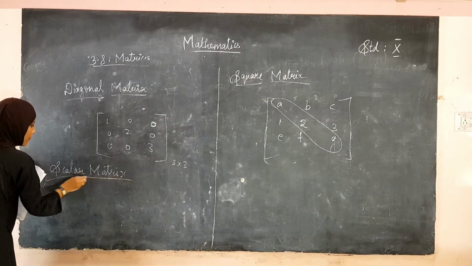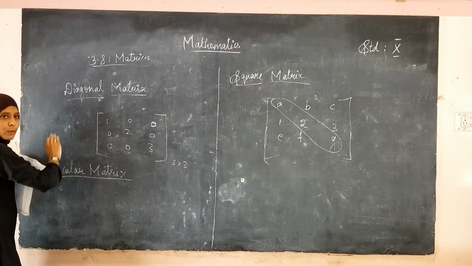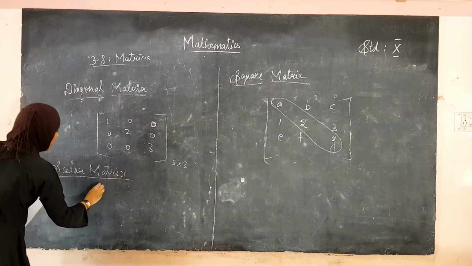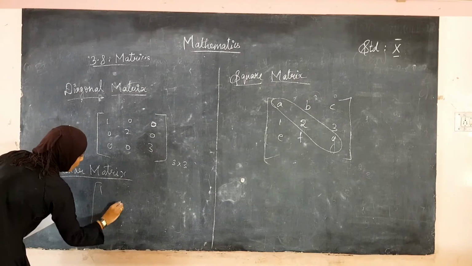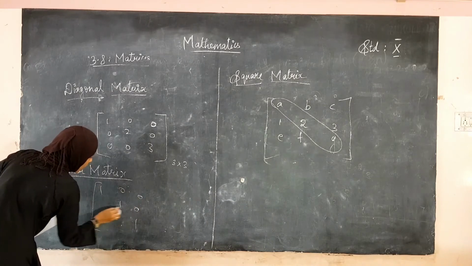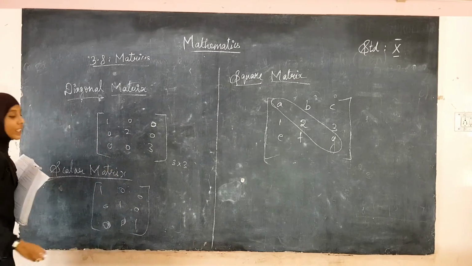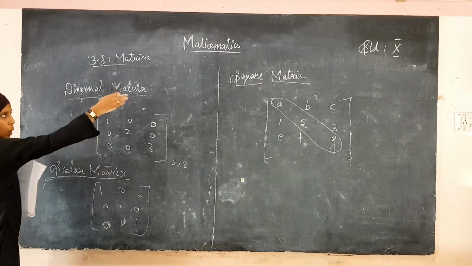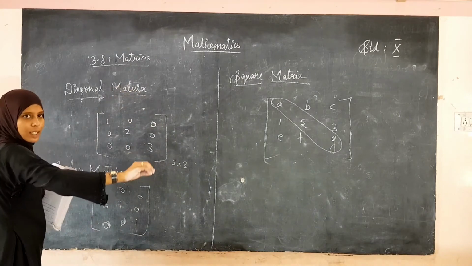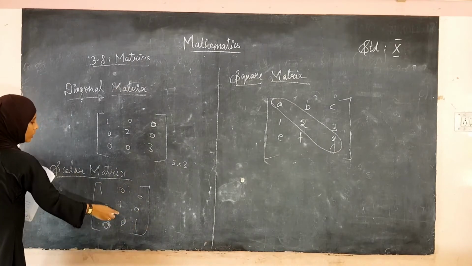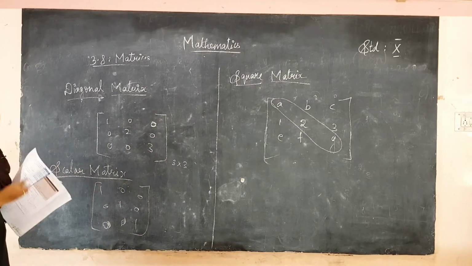See here, a scalar matrix. A scalar matrix is also taken from the square matrix. Similarly, when the diagonal elements are the same, and the other elements are 0, then we can say that it is a scalar matrix.